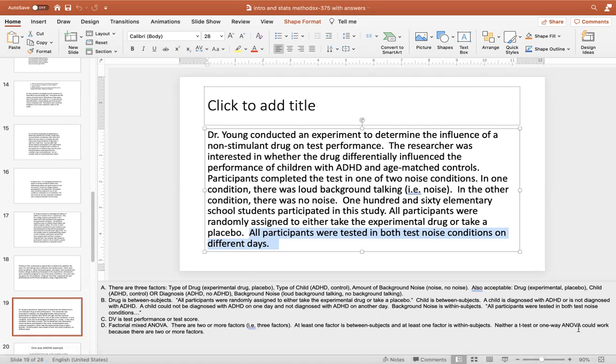Neither a t-test or a one-way ANOVA would work here because there are 2 or more factors, and there's 3 factors. A t-test and one-way ANOVA, those can only be used when you have 1 factor max. We have 3 factors in this problem, so we know we can't use a t-test or one-way ANOVA. So there are the answers to this.